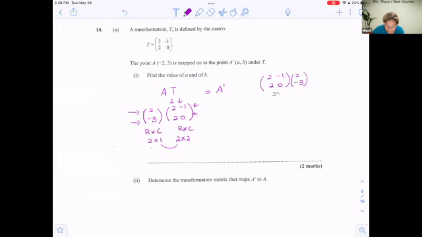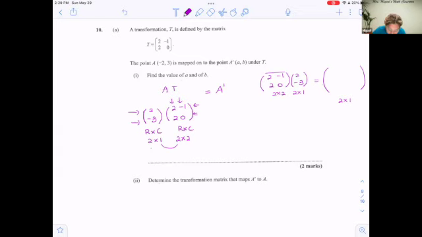So this is a 2 by 2. This is a 2 by 1. My resultant matrix is going to be a 2 by 1. So the transformation comes first and then the point to get the image.